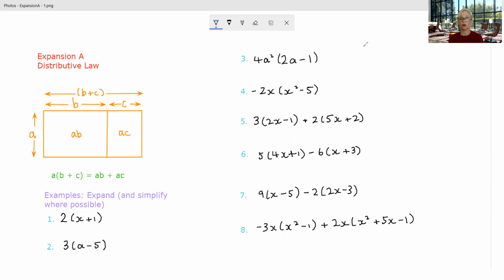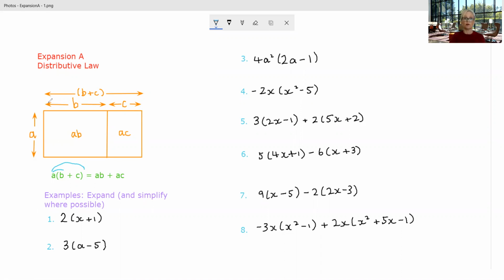I'm going to start a short series of videos about expansion. Now, the main rule that we use when we're expanding is called the distributive law. You might meet this around about year 7 in school. A outside of B plus C, and we quite often do these little marks here to remind us, is A times B plus A times C.